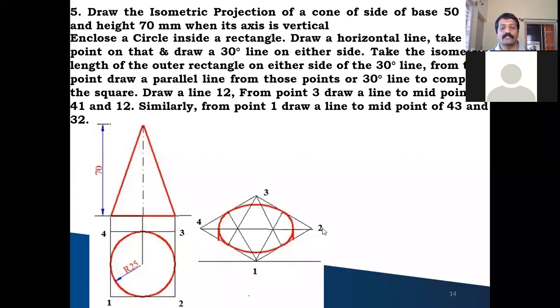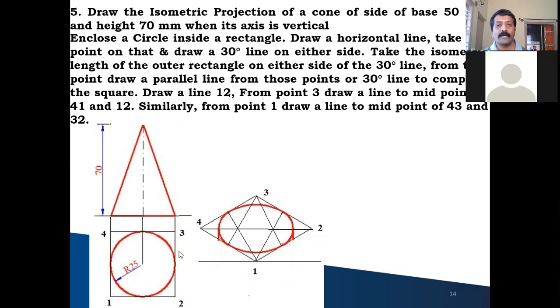After this, how to get the 4 points? Before doing this, for the sides 1 to 4, 4 to 3, 3 to 2, and 2 to 1, you find out the midpoint or the center. Exactly the center point you find out and mark it. After that, from point 1, you draw a line to the midpoint of 4, 3 like this. Similarly, from point 1, you draw a line to the midpoint of 2 to 3.